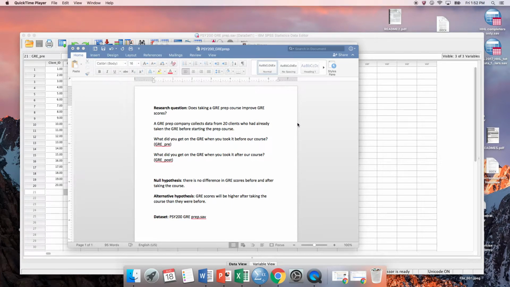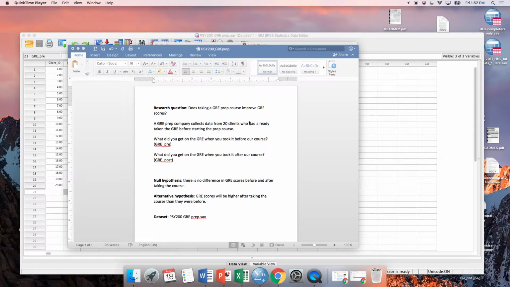This is an example of a paired samples t-test, and we're going to choose a research question, look at some fake data, and then we're going to practice the analysis and the graph that goes with it. So imagine that we are a GRE preparation company. The GRE is the Graduate Record Examination, and it's an exam at the end of college that's similar to the SAT that you might have taken to get into college. So most graduate schools require it, and students are really interested in getting high scores on it.